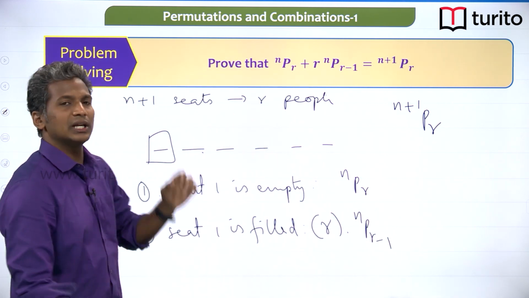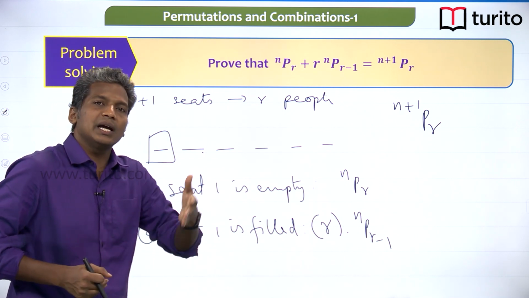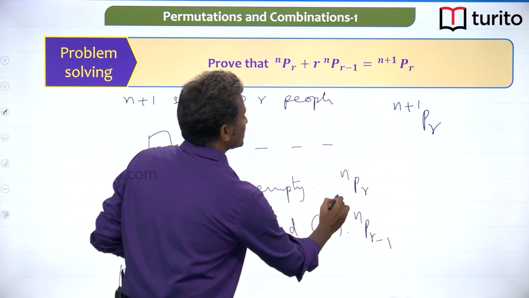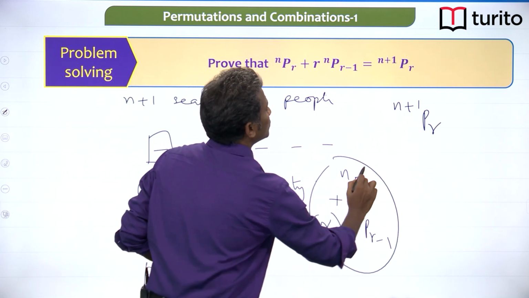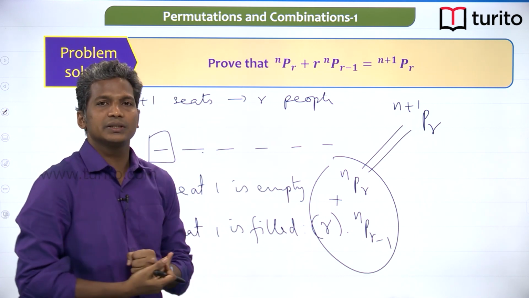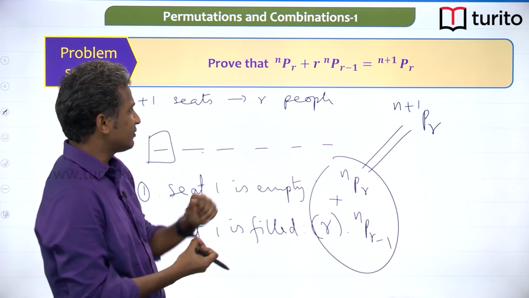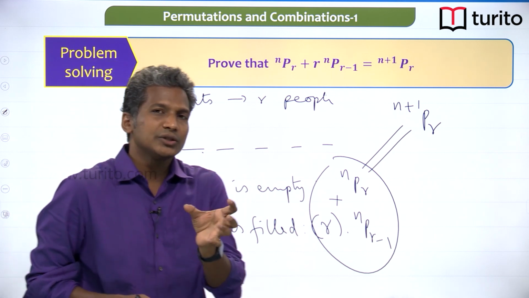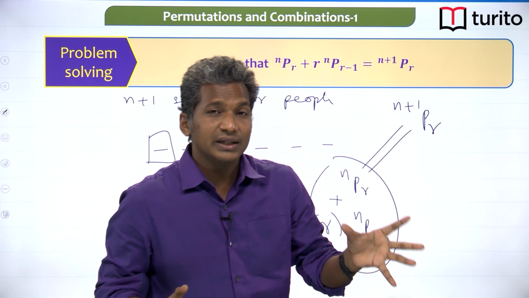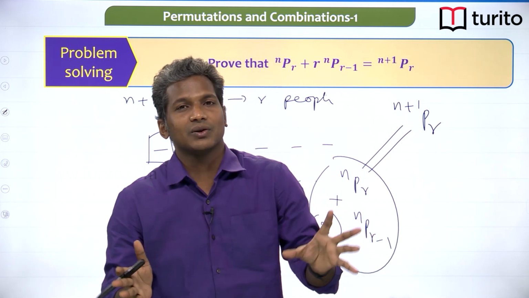Out of these total arrangements, first seat can be either empty or it can be filled. So, if you add these two cases, this must be equal to this number, right. So, logically we have proved this problem. This way we can understand the main logic of NPR and NCR, and also we can solve algebraic identities, we can prove them using basic logic also.